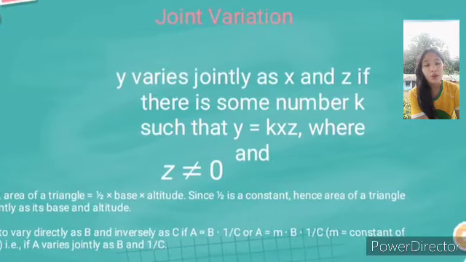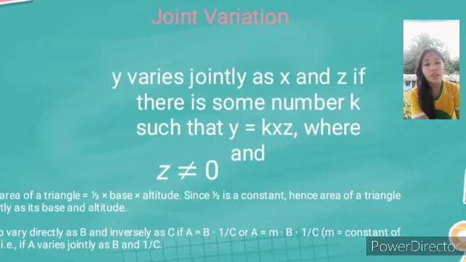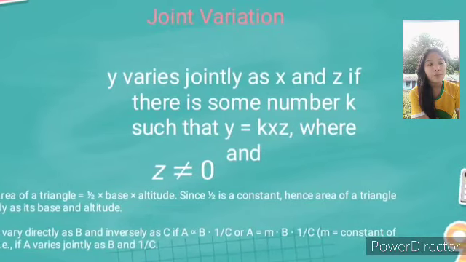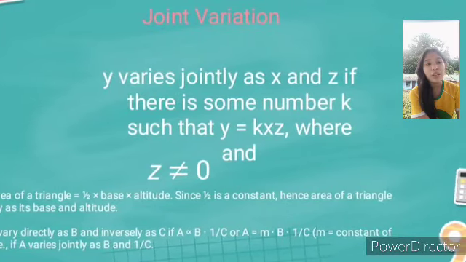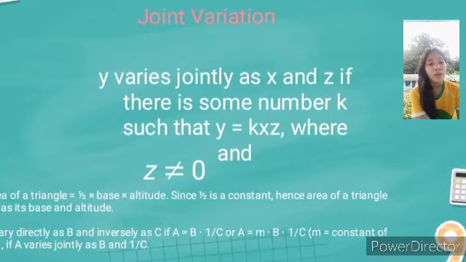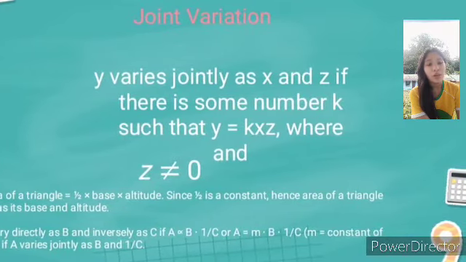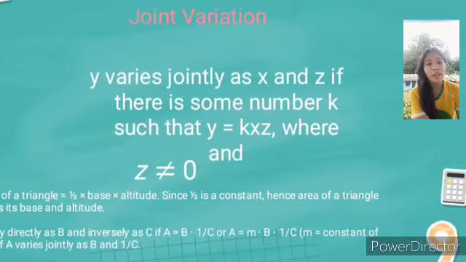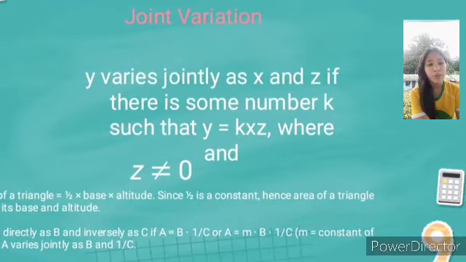A is said to vary directly as B and inversely as C if A is equal to k times B times 1 over C, where k is the constant of variation, that is, if A varies jointly as B and 1 over C.